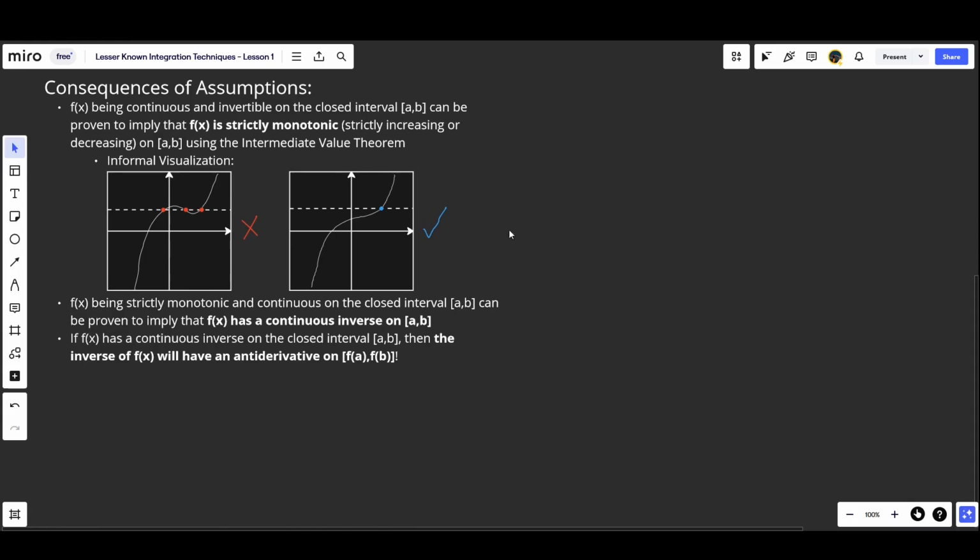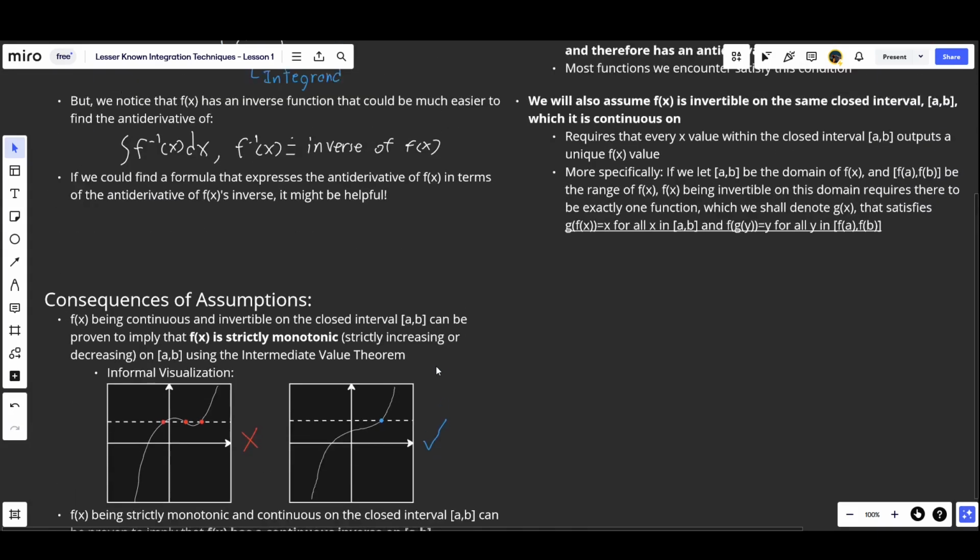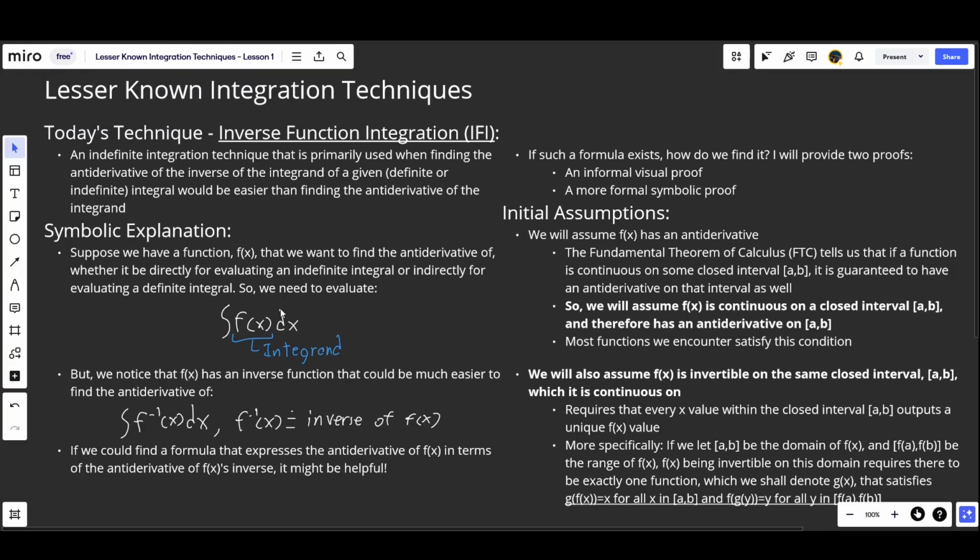So what this tells us in total is that if f of x is a function that is continuous and invertible on a closed interval a b, f of x is guaranteed to have an antiderivative on that closed interval a b, and the inverse of f of x is guaranteed to have an antiderivative on the interval that it accepts, f of a to f of b. And this gives us great hope that our quest to find a formula relating the antiderivative of f of x to the antiderivative of the inverse of f of x makes sense.